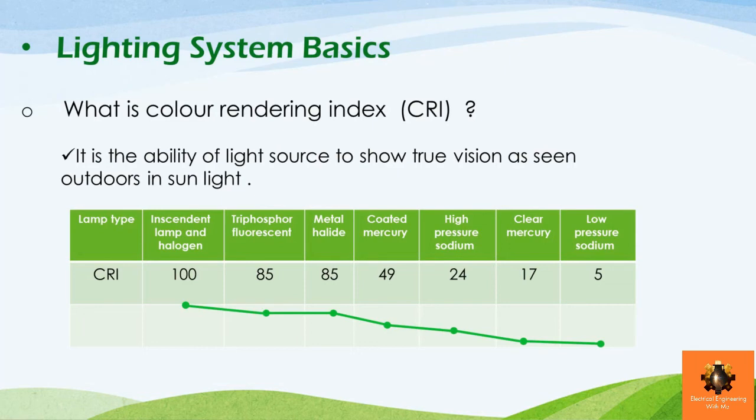of only 5%. So in conclusion, we want to say that the higher the CRI, the better the lamp, as it produces a color that is nearer to the true vision as seen in the sunlight.